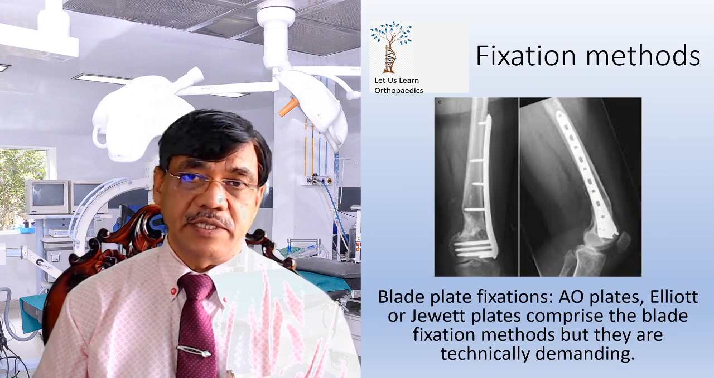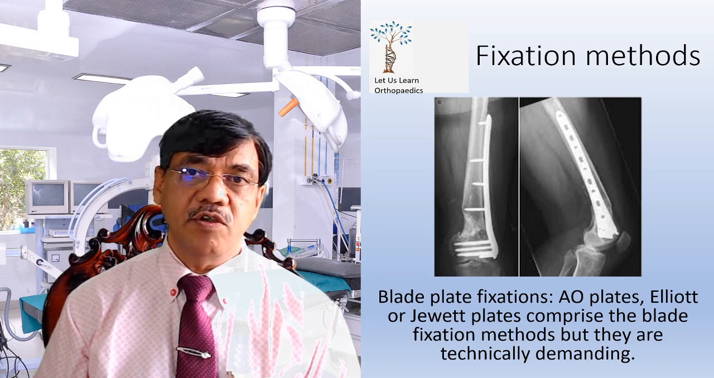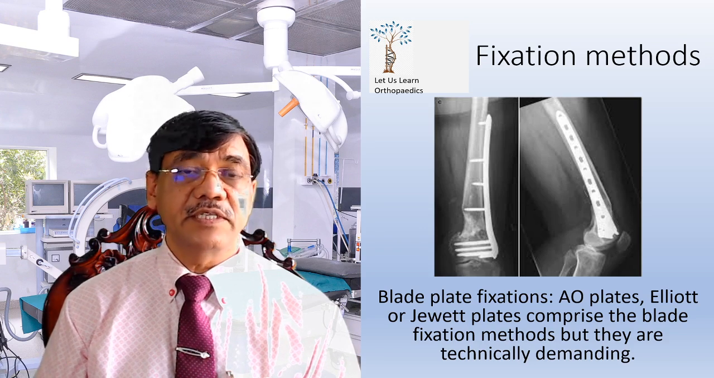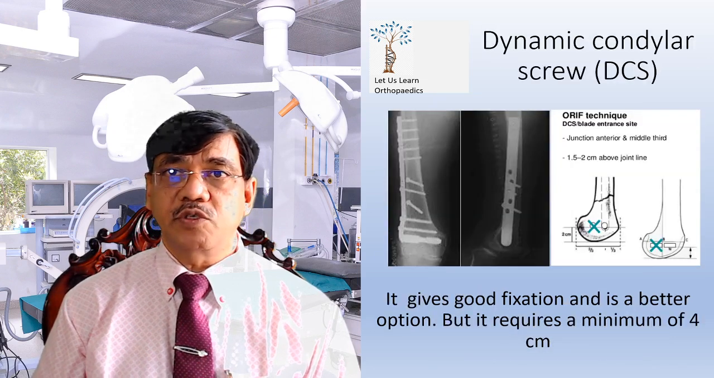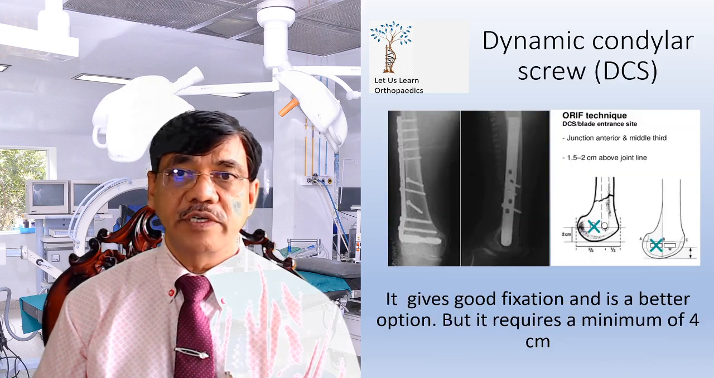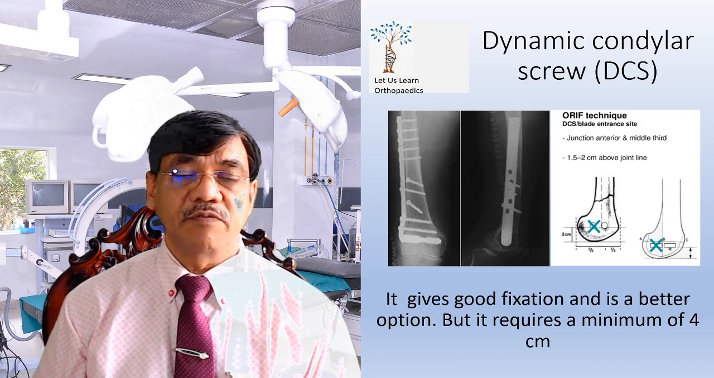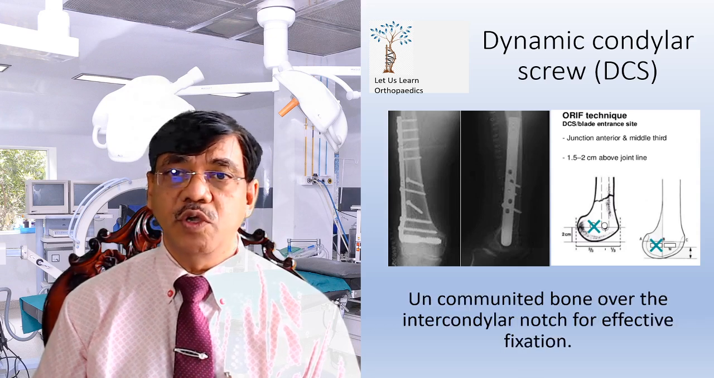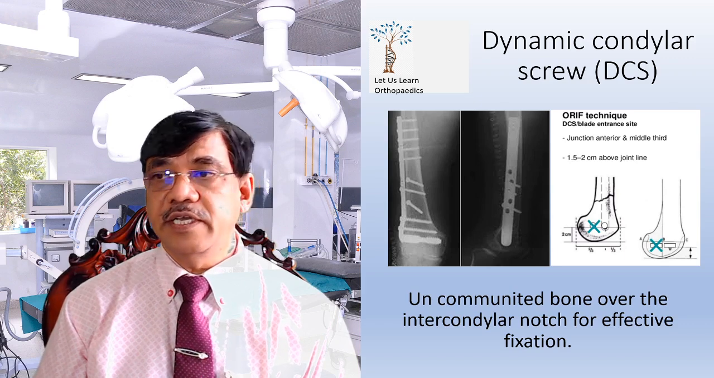So there is another method, the blade plate fixation. This includes the AO plates, Elliott or the Jewett plates, which comprise the blade fixation method, but they are technically very demanding. Then there is the dynamic condylar screw. It gives a good fixation and is a better option, but it requires a minimum of 4 centimeters of uncomminuted bone over the intercondylar notch for effective fixation. That is well shown in the second diagram.